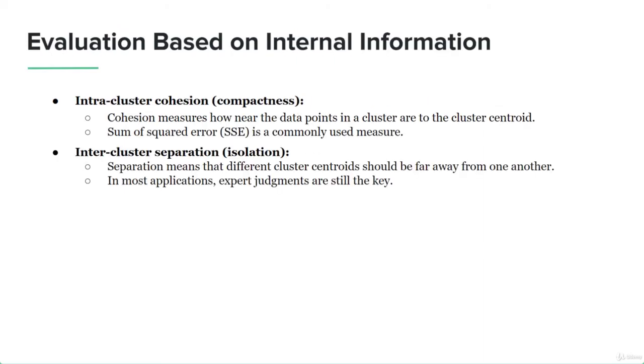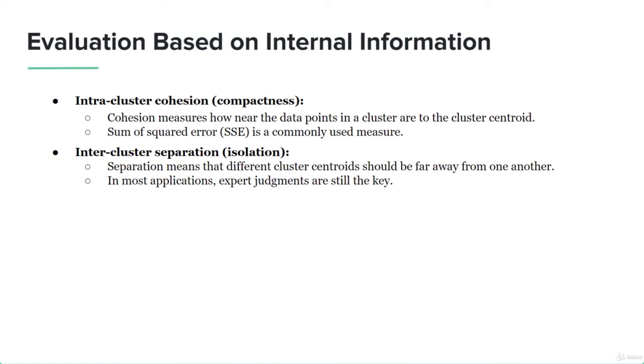We can also conduct evaluation based on internal information. If you remember, we studied intra and inter clusters. So we can measure the intra-cluster cohesion, also known as compactness, which measures how near the data points in a cluster are to the cluster centroid. The usual method for doing that is to use the sum of squared error to measure the intra-cluster cohesion. And the second is the inter-cluster separation.